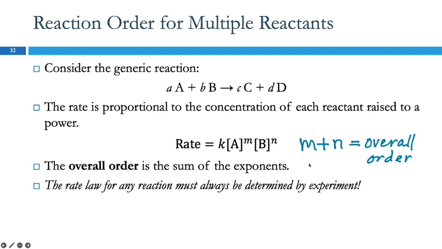Now, we're going to say it again. The rate law for any reaction must always be determined by experiment. We've done a lot of things where we could use the coefficients in the equation to figure out what's happening, right? We did that with the rate. The rate was equal to 1 over the coefficient times the concentration of a product. You can't do that here. It's so tempting. It would be so nice if you could, but, you know, science doesn't work that way.